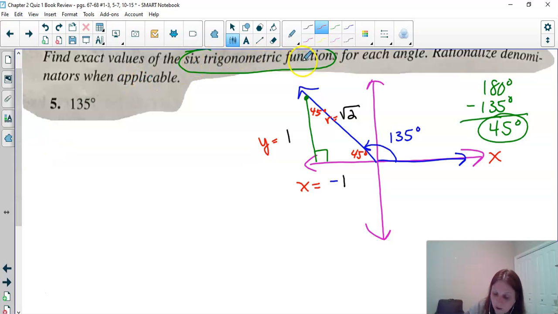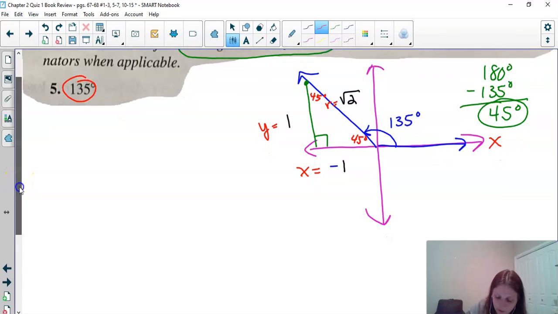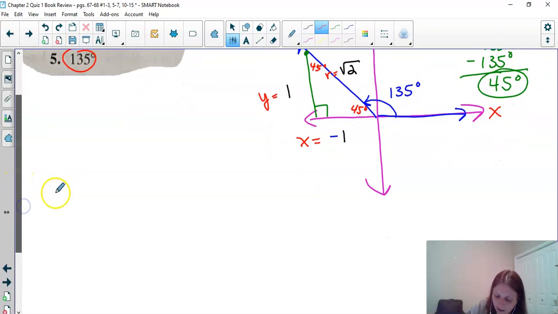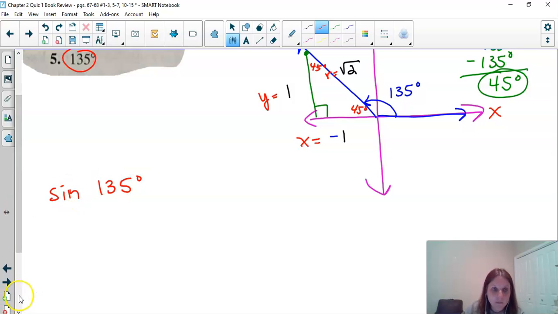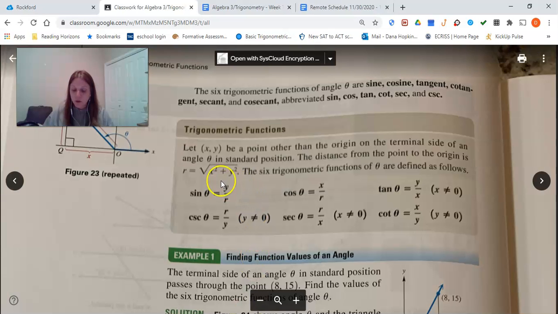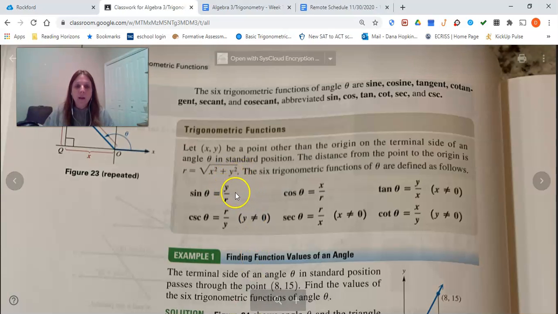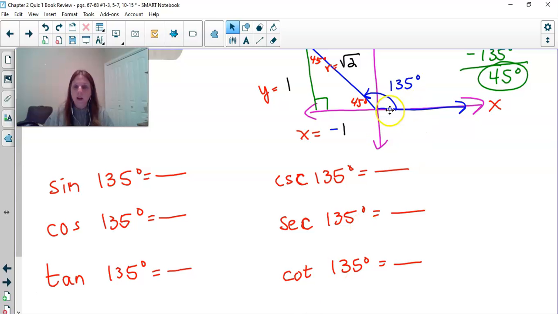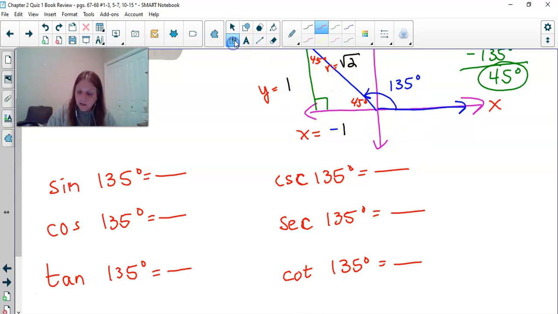Okay, so we're going to figure out the 6 trig functions for this angle. The angle is 135, so I'm going to write them all out. So I'm starting with sine 135. Okay, so again, if you have forgotten the trig ratios, you can look on page 22. Remember, sine is y over r. So I'm just going to write out the y over the r and then reduce if needed.